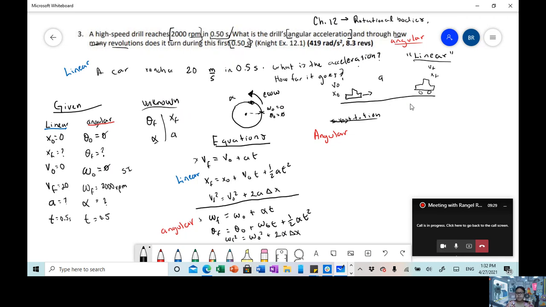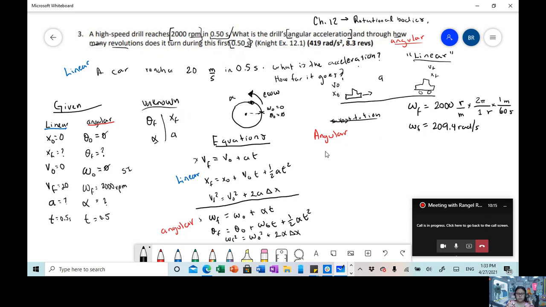So let's change our speed. We have 2000 revolutions per minute, and one revolution equals 2 pi radians, and 1 minute equals 60 seconds. So in SI units, it will be 2000 times 2 times pi over 60. The answer is 209.4 radians per second.